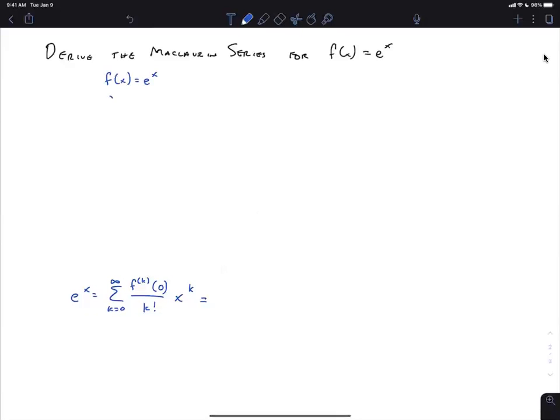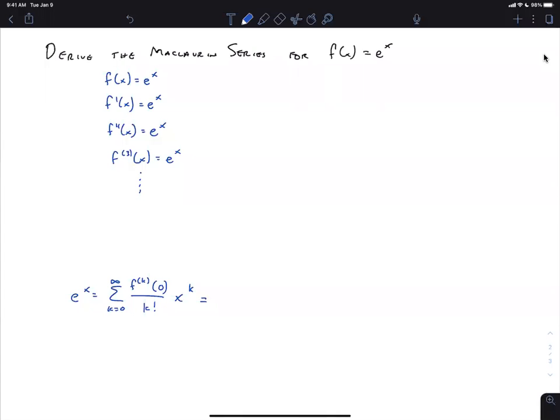So first derivative is e to the x. Second derivative is e to the x. Third derivative is e to the x, and the pattern's pretty clear at this stage. So we probably don't need to go any further, but if you want to go further, you can. The derivative is obviously just e to the x every time.